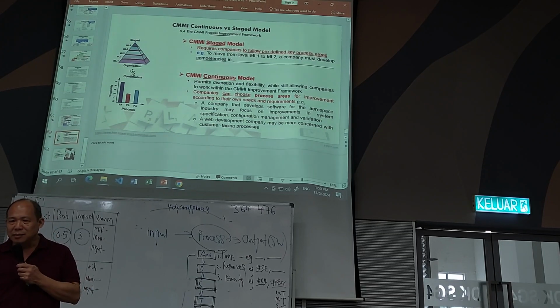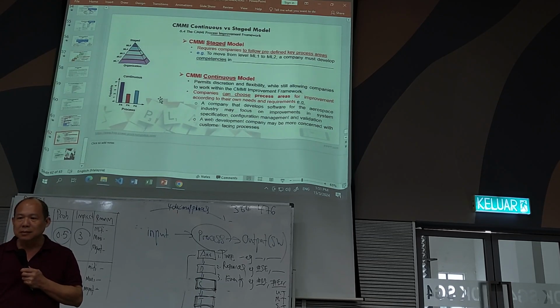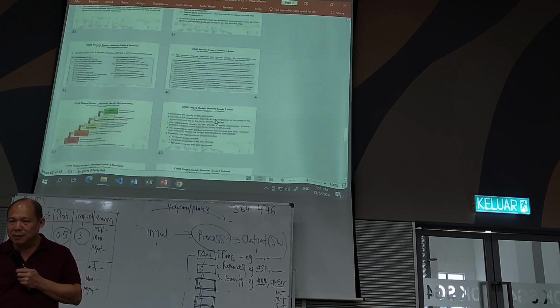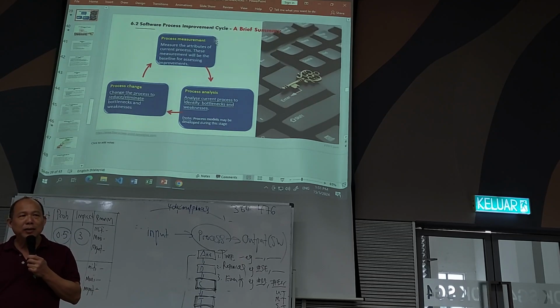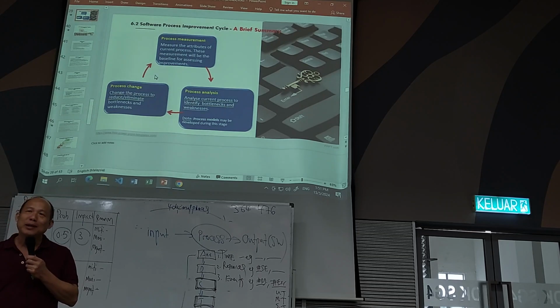This is flexible, just do these three. Just do these three, but where to start? You have to think it yourself. You have to make your own plan.